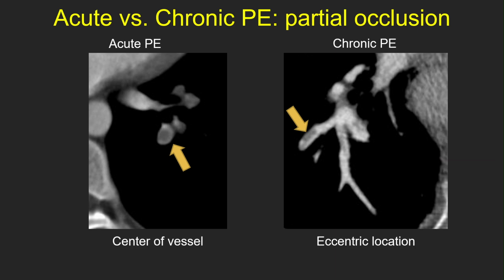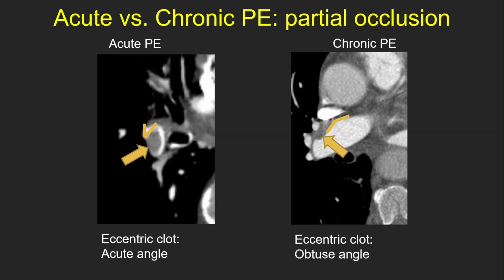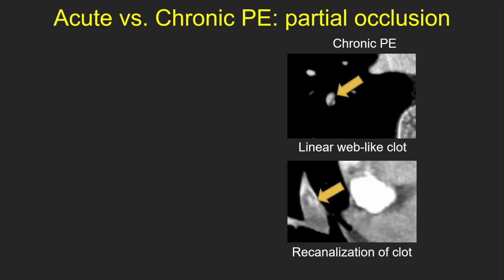Now let's compare acute and chronic PE features. We can start when it's partially occlusive. This acute PE is in the center of the vessel, whereas this chronic PE is eccentric. It is useful to look at the prior exam to see if the filling defect is new. This acute PE is eccentric and makes an acute angle with the vessel wall, whereas this chronic PE makes an obtuse angle with the vessel wall.